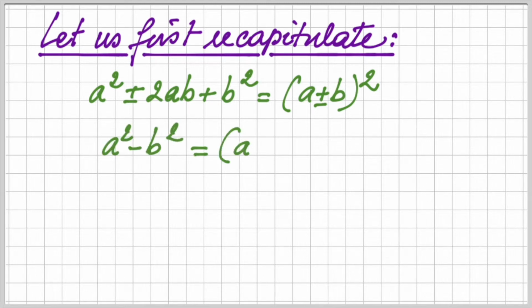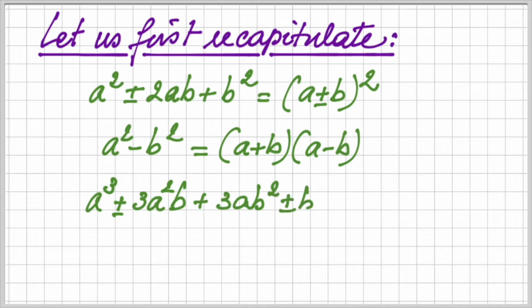We have a squared minus b squared, which is the difference of squares. We can write this as (a plus b) times (a minus b). So the factorized format of a squared minus b squared is (a plus b) times (a minus b).